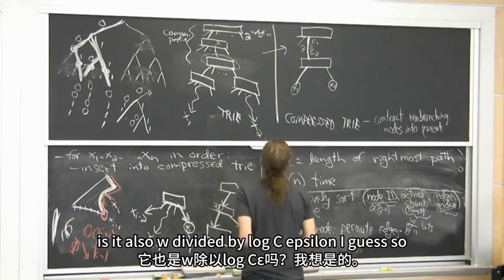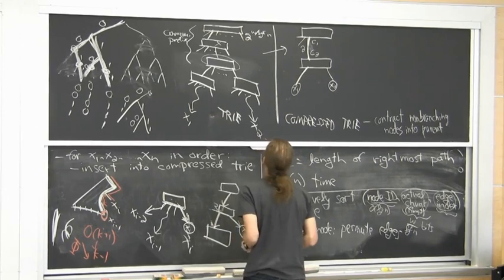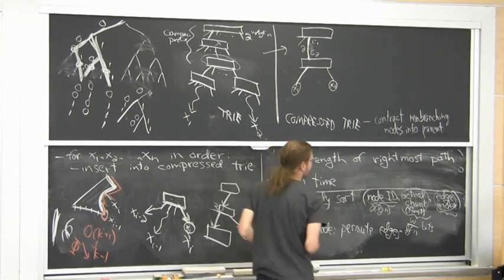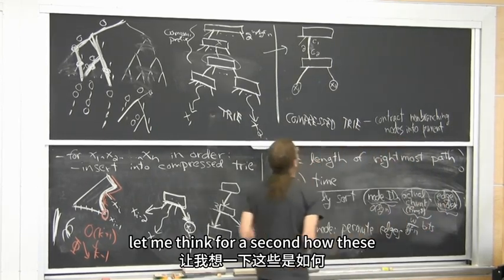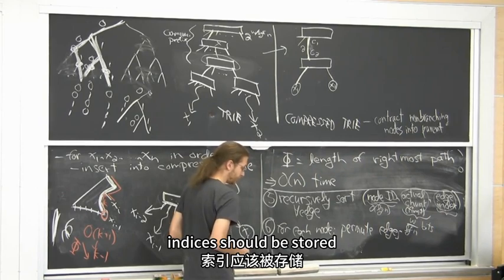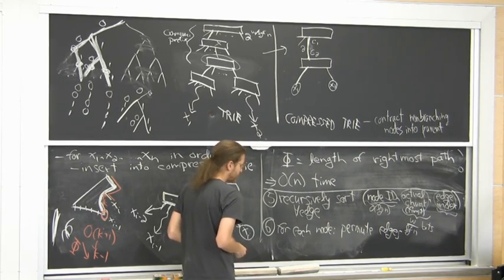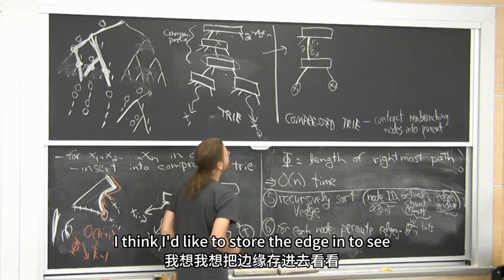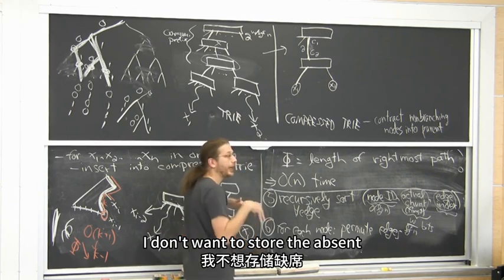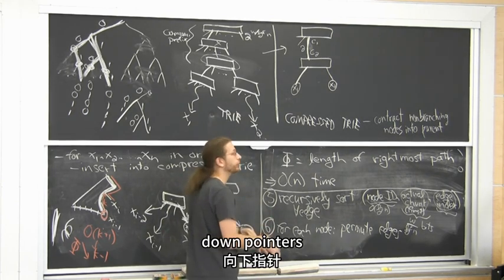Also w divided by log to the epsilon? I guess so. Depends how you count. Let me think for a second how these edge indices should be stored. I think I'd like to store the edge indices. I don't want to store the absent down pointers.